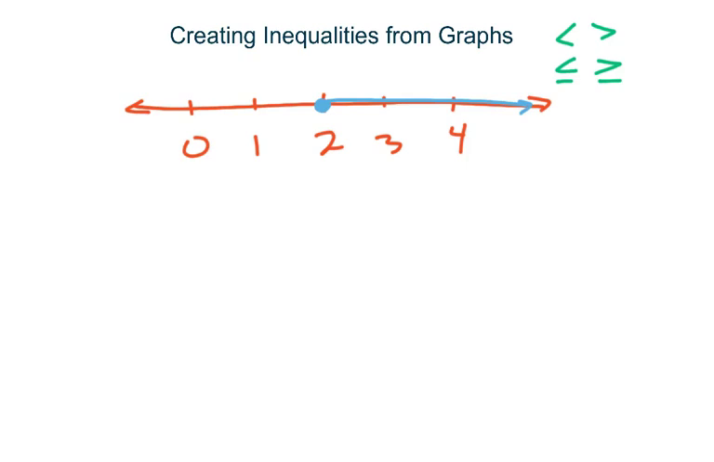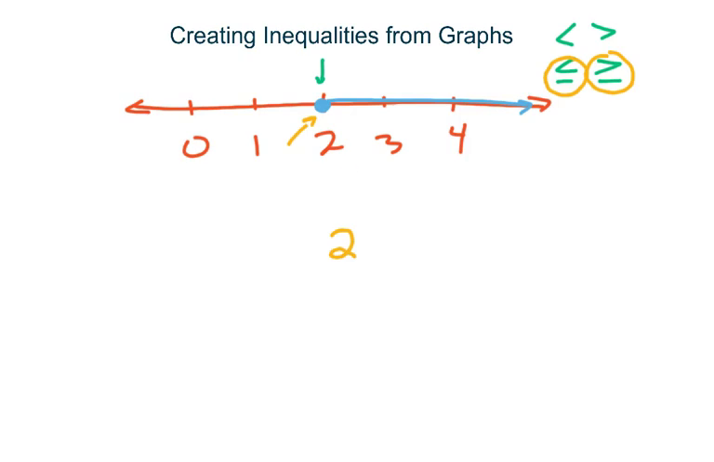So if we look at this, if you recall, anytime you see a closed-in circle, that means it's either going to be a less than or equal to or greater than or equal to, because this number, this 2, is included in the solution set. So we know, because the dot is on 2, that we're going to have a 2 in our final inequality.